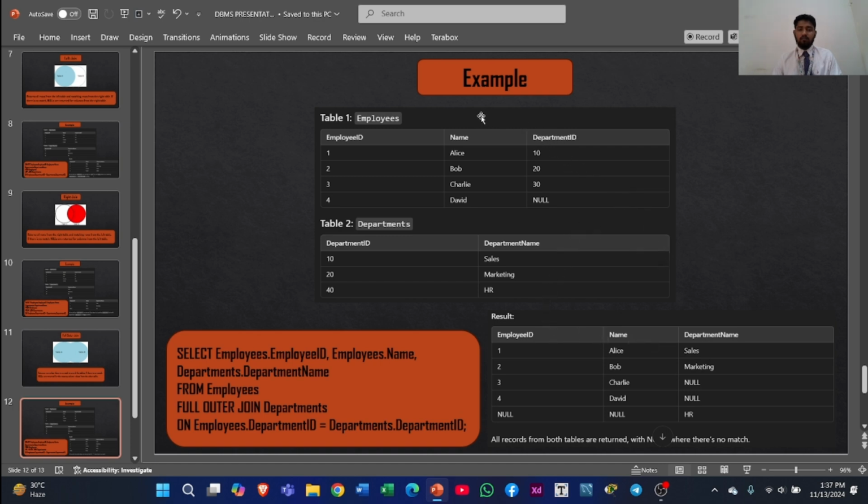Here is the example of full outer join. Here are table 1 and table 2. Table 1 attributes are employee ID, name and department ID, and table 2 attributes are department ID and department name. The common part of both tables is department ID. Here department ID is the primary key.